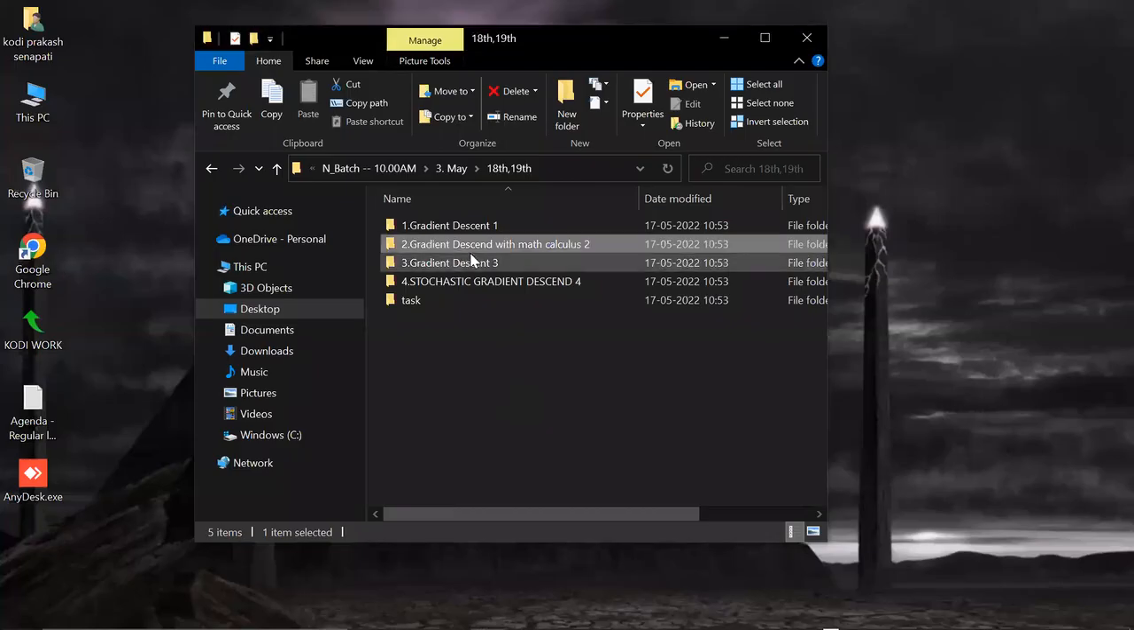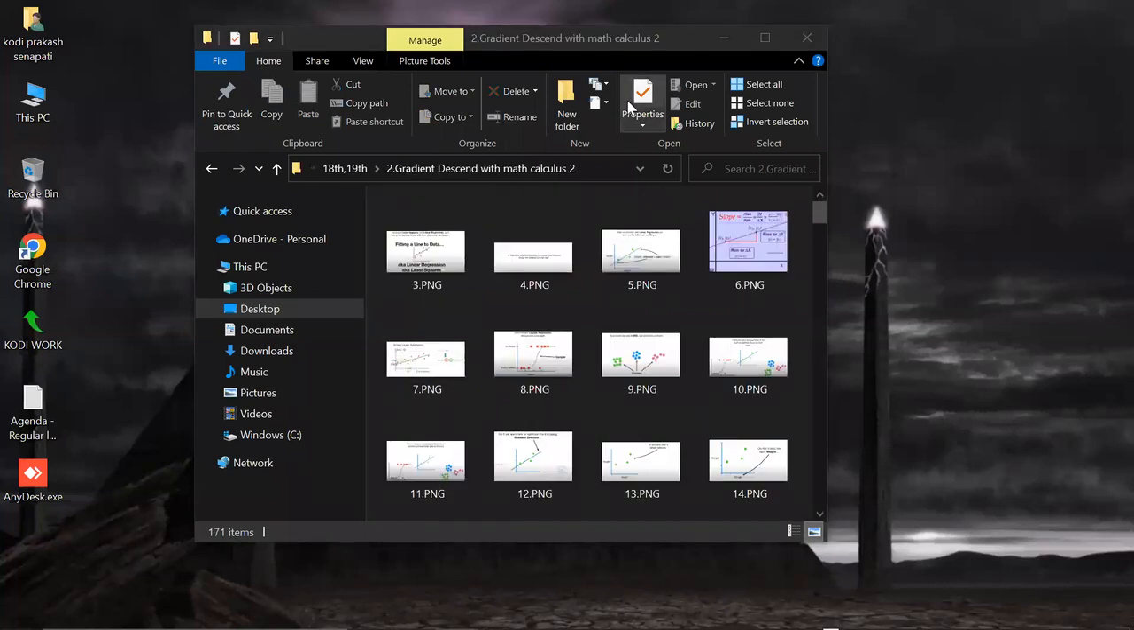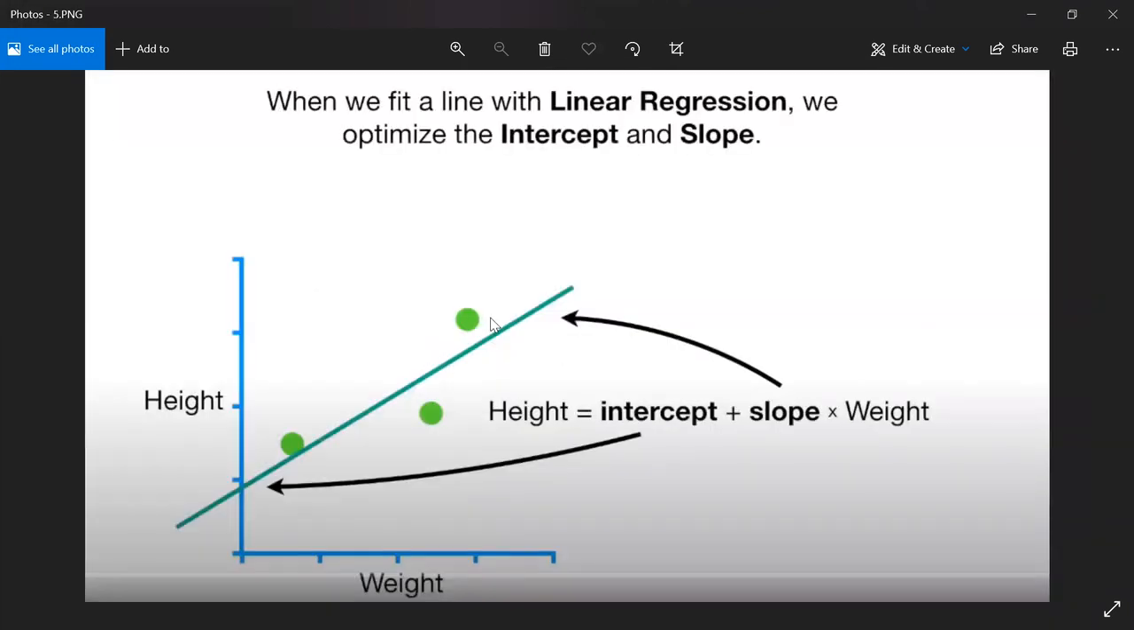Okay, let's go to the next topic. Gradient descent we understand. The next one: in statistics, machine learning and other data science fields, we optimize a lot of stuff. So these are optimization algorithms, guys.